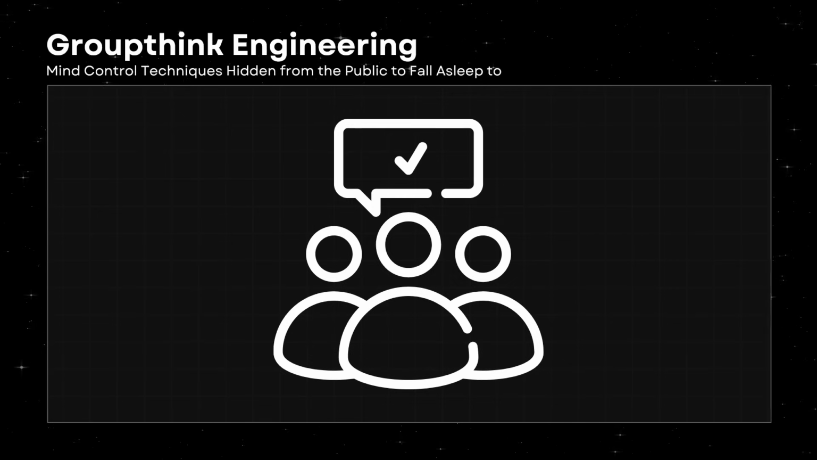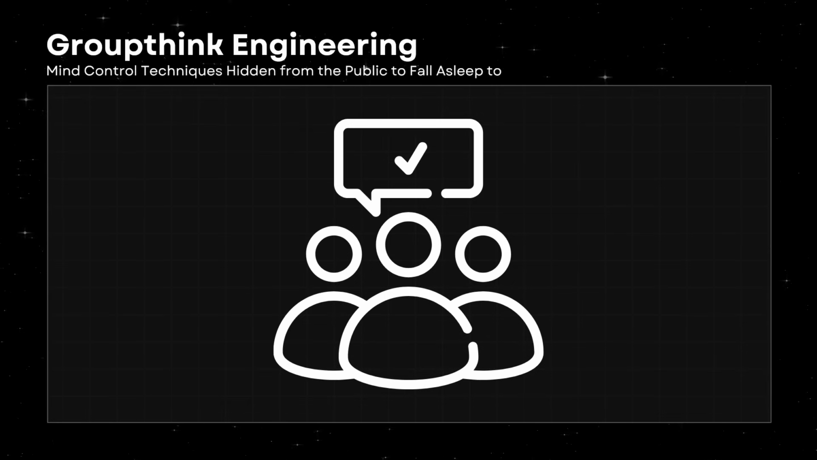Groupthink engineering doesn't just happen by chance. It can be designed. A company may train its staff with values like team first or one voice. These sound harmless, but they can be used to block feedback, limit innovation, or hide failure. If one person sees a problem, but the group says everything is fine, that person may say nothing. They may not want to seem disloyal.